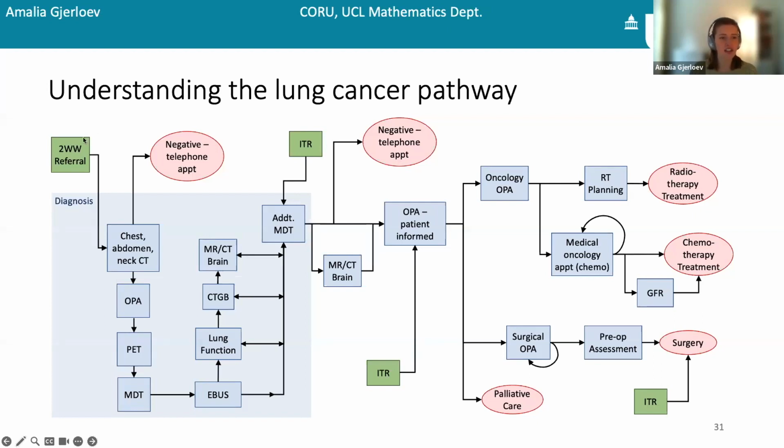So you have your GP referral, or your 2-week wait referral, they call it. So you'll get referred into the pathway. You might have a chest CT or chest abdomen neck CT first. Maybe you're negative and there's no reason to move on, so you'll have a telephone appointment and you'll exit the system. Otherwise, you'll have an outpatient appointment followed by a PET scan.